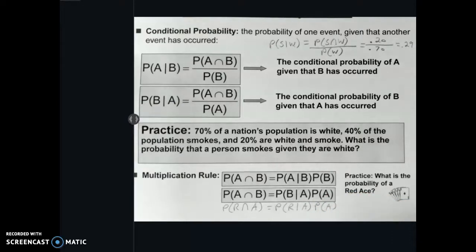Now, if you plug in numbers, you know that the probability of a red given an ace is 50%. So that's 0.5 or 1/2. Okay? And the probability of an ace is going to be 4 out of 52, or 1/13. So we end up with essentially 1 over 26. Okay. What is the probability of a red ace? Well, there's 1 red ace out of 26, 2 out of 52. So it makes sense. Okay.